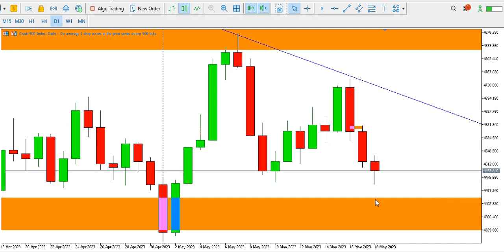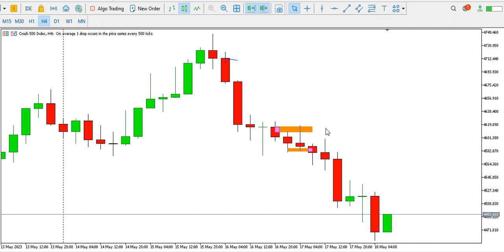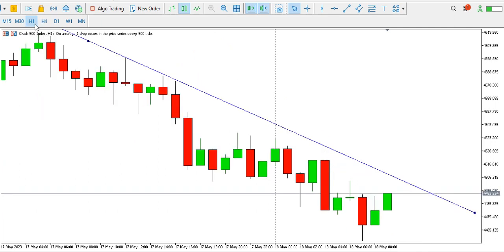Okay, we are still on Crash 500 index. Let's look at Crash 500 index on the 4-hour time frame. On the 4-hour time frame, we have price in a bearish trend. So the spikes have been forming and have been forming. Look at the latest spike downward. Though the bulls stepped in and they are trying to push price up, we know that it's going to go down at the end of the day. So you might look at selling Crash 500 index.